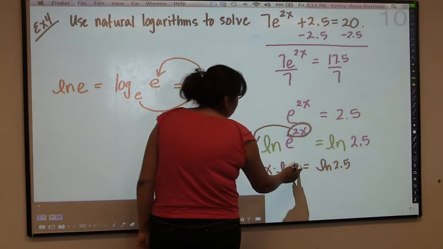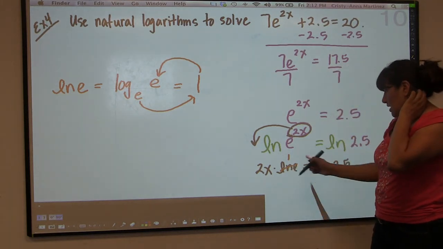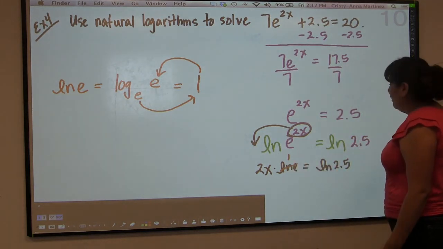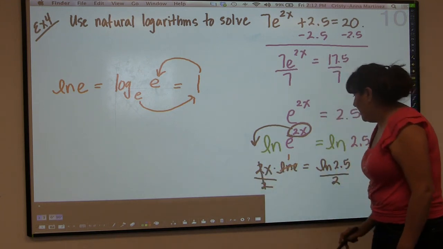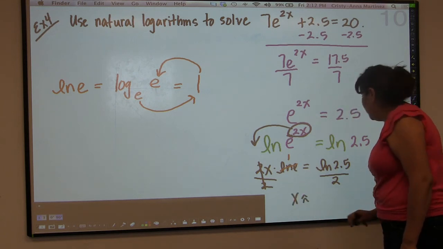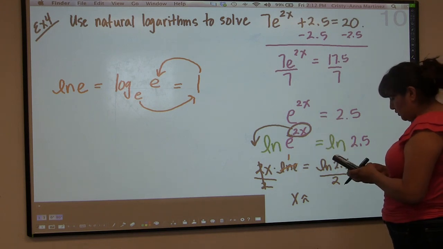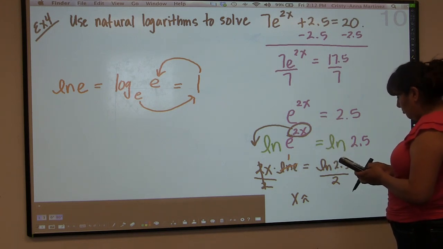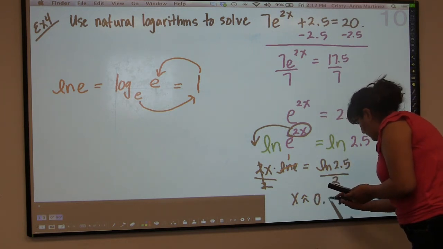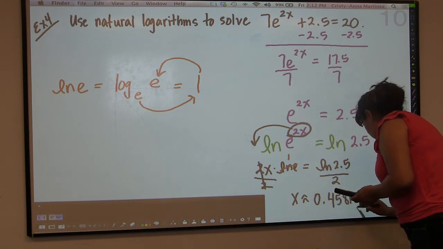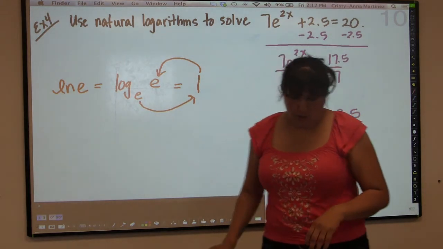Since ln e is 1, there's not really any need to divide by ln e. You can just cancel it out because it's a 1, and 1 times 2x is just 2x. So the only thing I'm going to be dividing by is 2 to get rid of the 2 in front of the x. So now my x value is ln 2.5 divided by 2. I use my ln button, put 2.5 in there, and divide that result by 2. And I get approximately 0.4581. And that is how you solve an exponential using a logarithm.